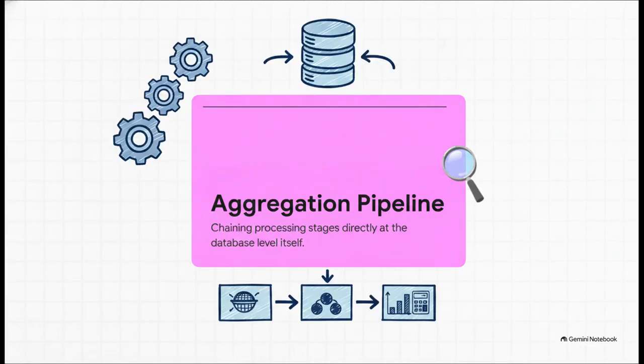And for complex analytics, we have the aggregation pipeline. This directly parallels the pandas group by concepts we've covered before. It allows you to chain processing stages, like filtering, grouping, and calculating, right at the database level. Instead of dragging massive datasets over your network into Python just to process them, you let the database do all the heavy lifting. This dramatically saves on memory and network transfer time.